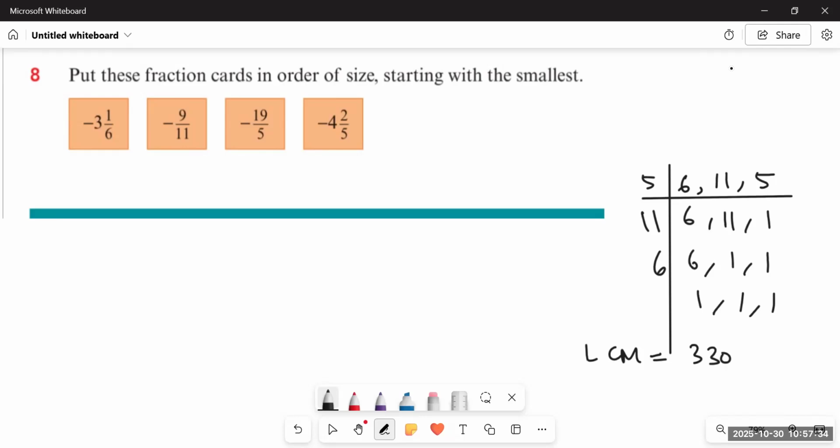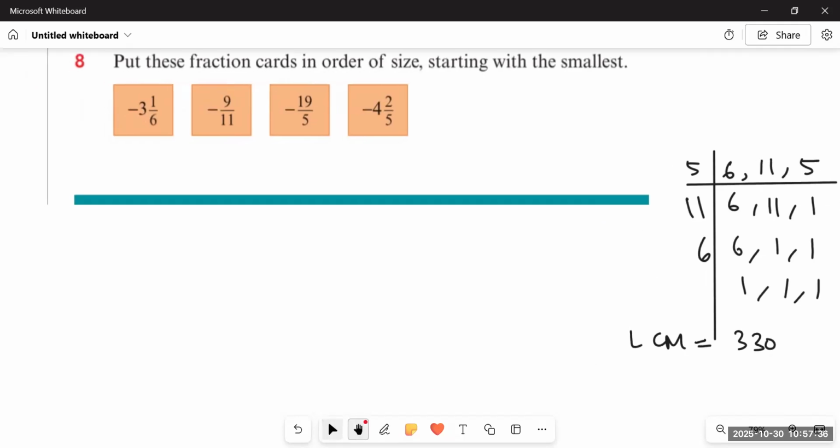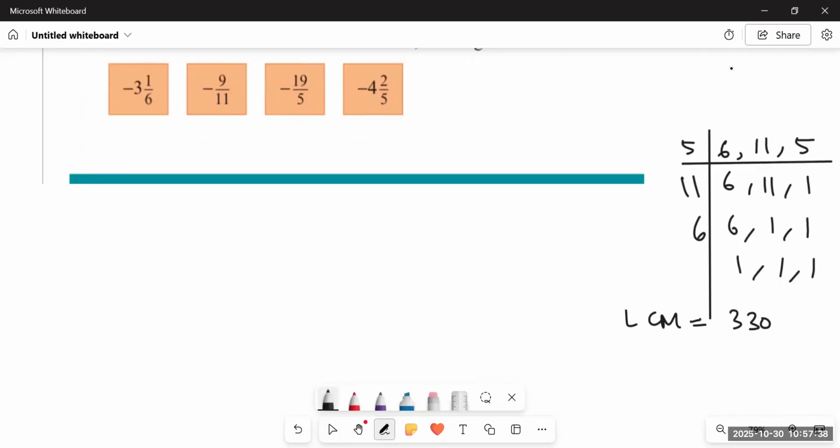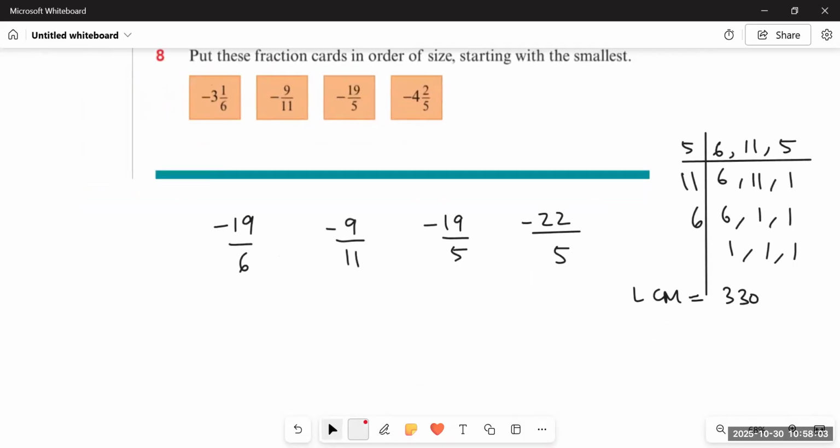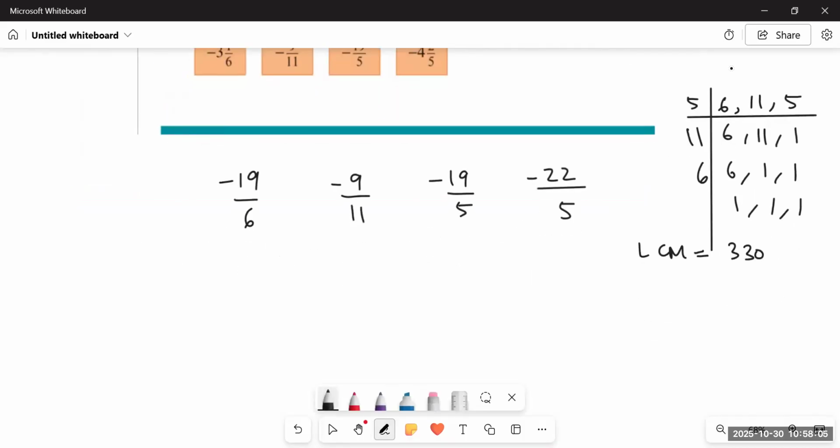So first of all, let us convert all of them into improper fractions. 3 6s are 18, 18 plus 1, 19. So the first one is minus 19 over 6. Then the second one is minus 9 over 11. It's a proper fraction. Minus 19 over 5 is already an improper fraction. And 4 5s are 20, 20 plus 2 is equal to 22. All of them are negative, so we have to figure out which one of them will have the smallest looking numerator.